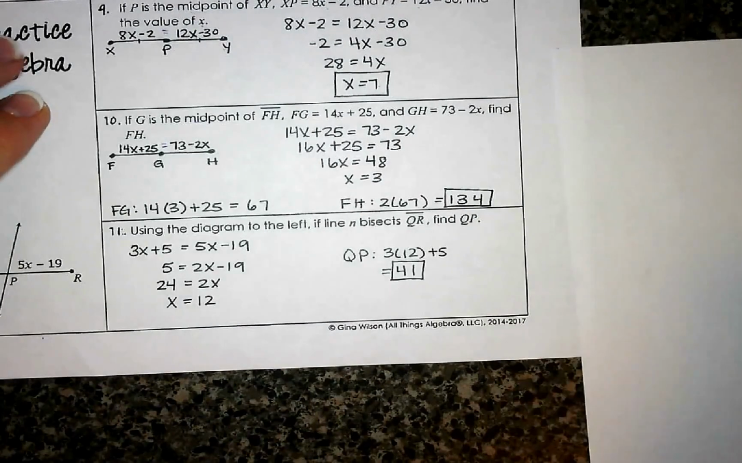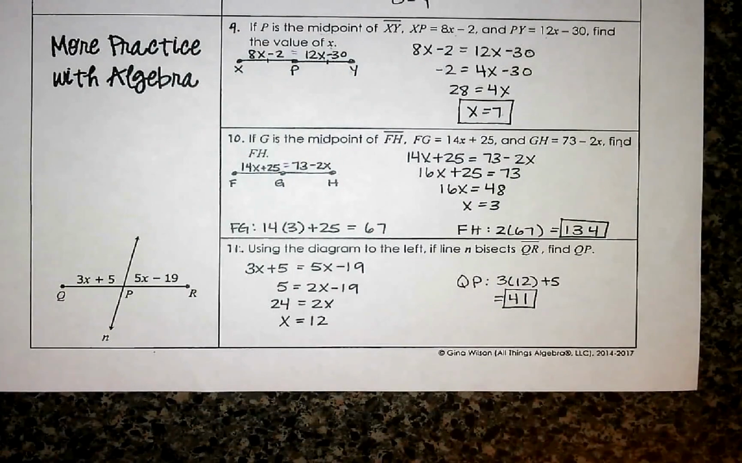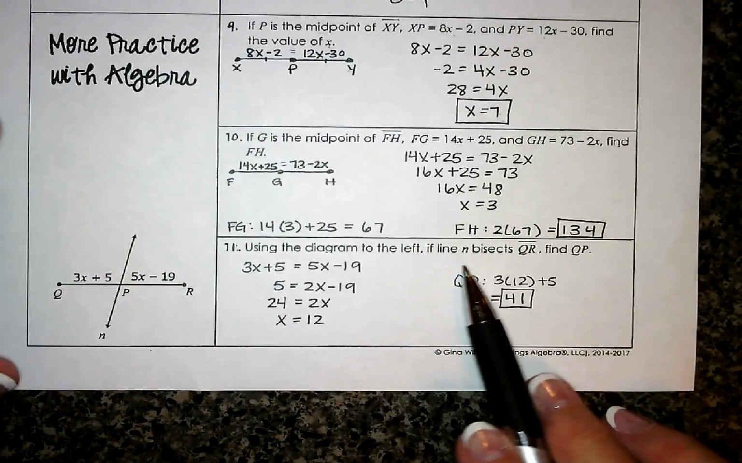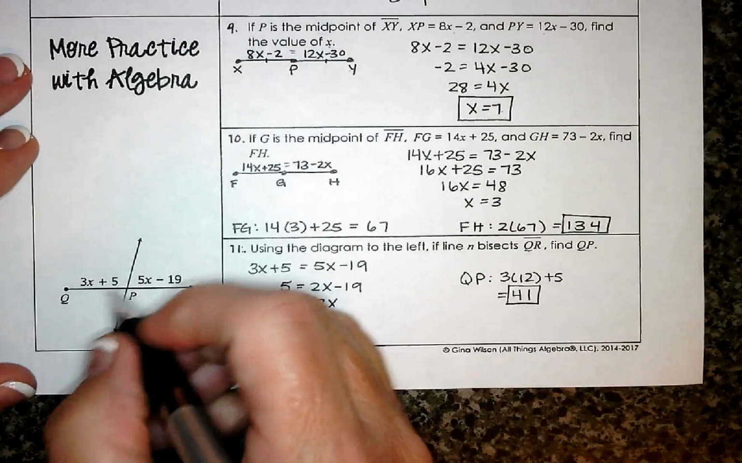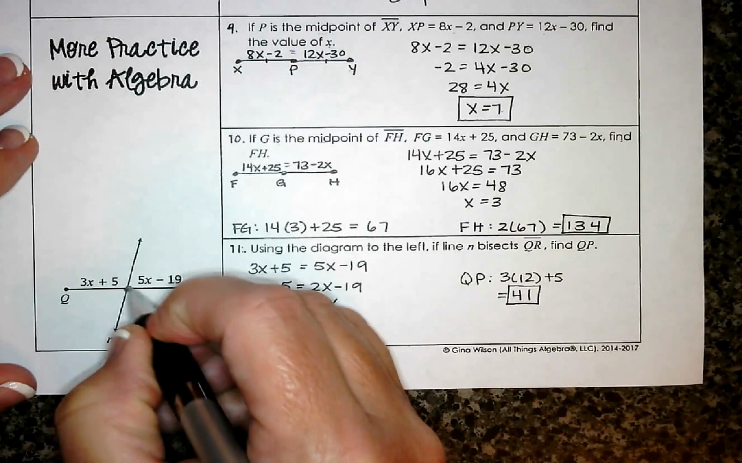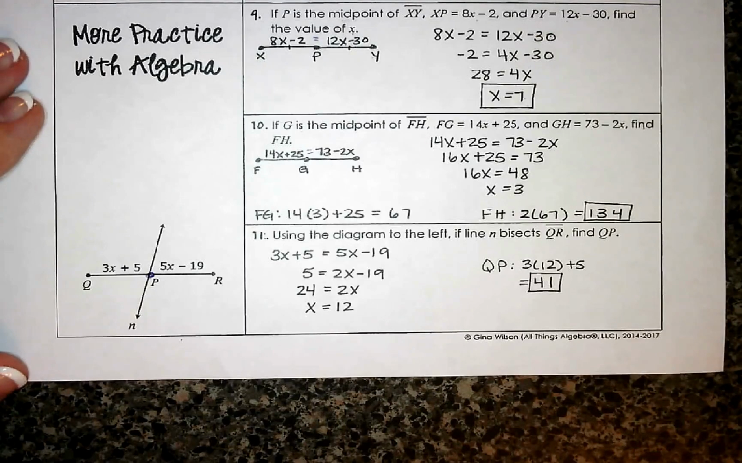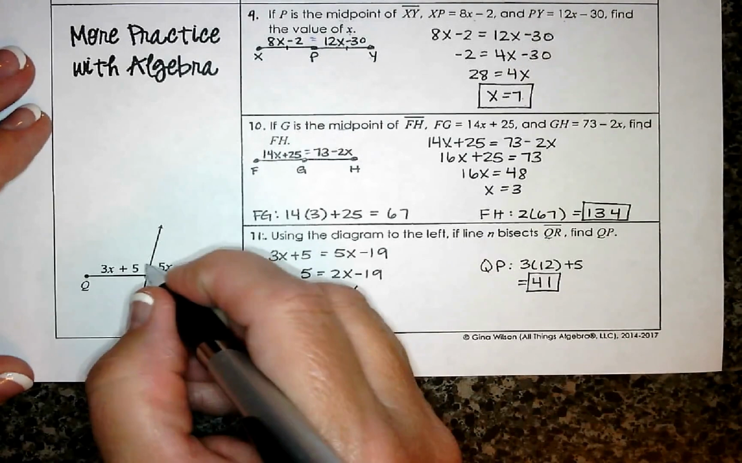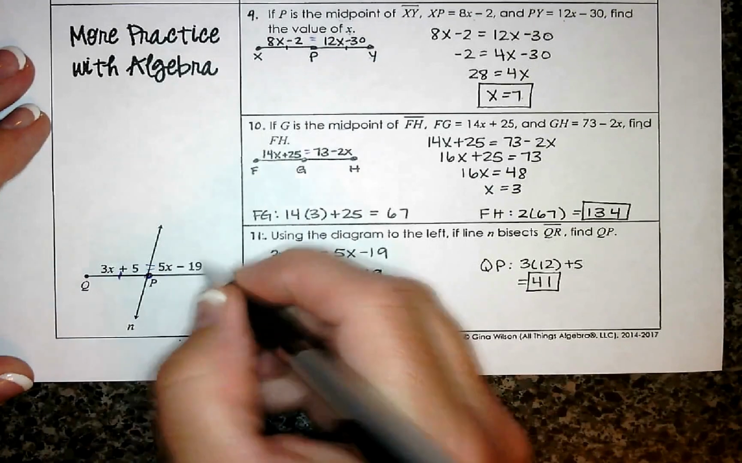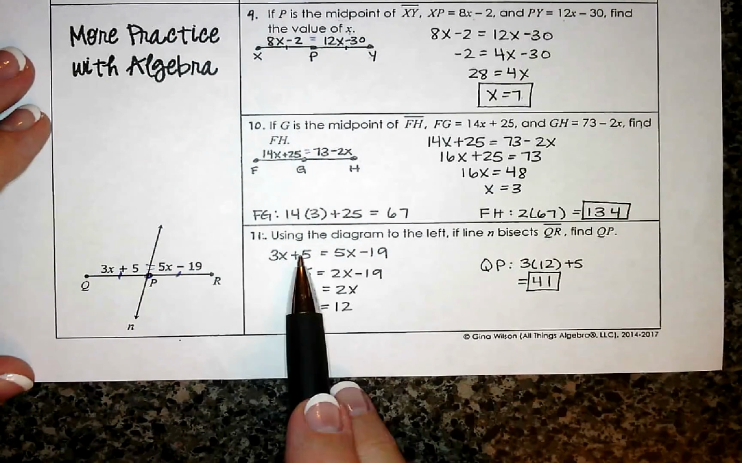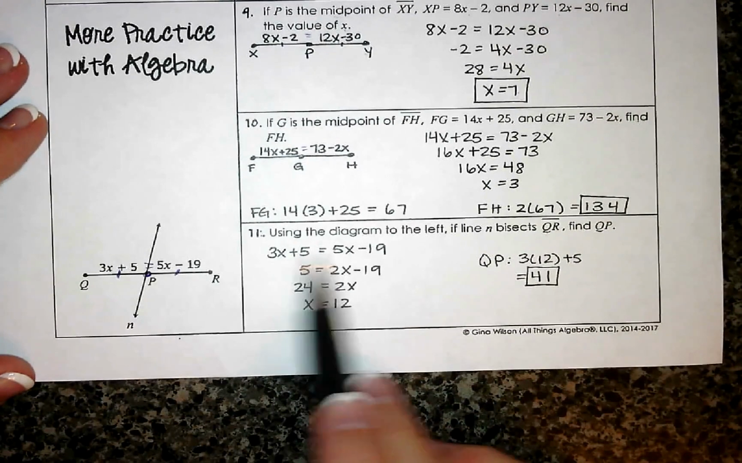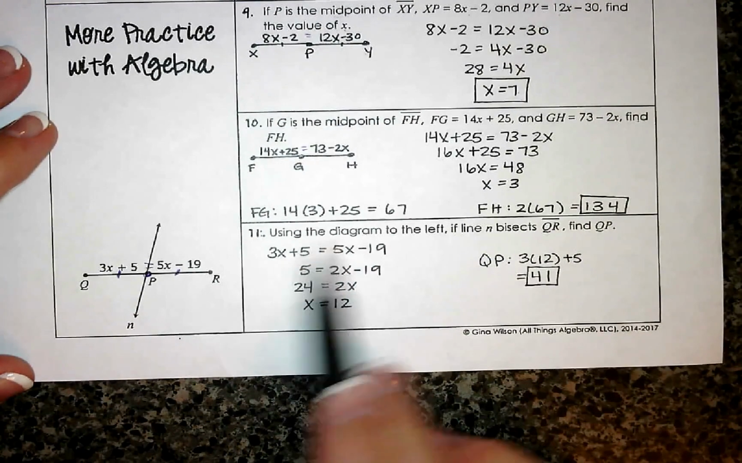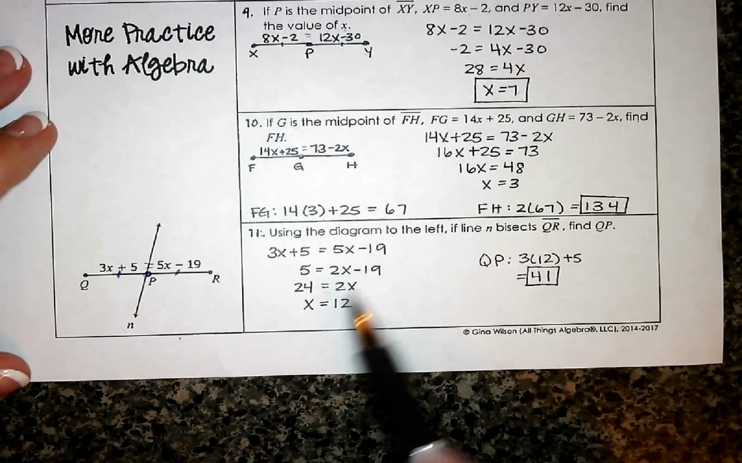The last one, again, they have a picture over here that you can use. Okay, it's telling you line N bisects QR. Well, bisects and midpoint, it means this is the midpoint. Okay, well, if that's the midpoint, that makes these two little segments equal to each other. Okay, so the geometry part of knowing that that bisects is telling me that the algebra has to be equal to each other. Solve for x, and then make sure you're finding what you need to find.